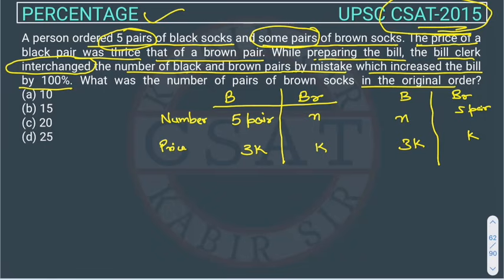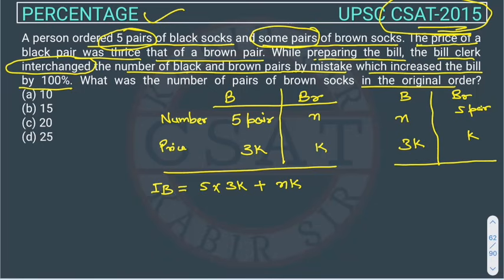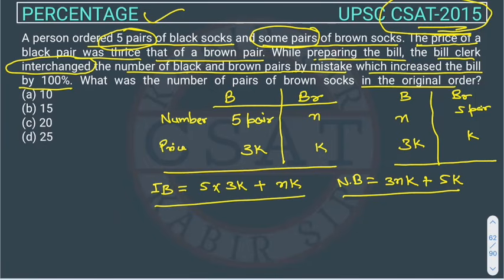So we will calculate first the price of this one. This is the initial bill. Initial bill will be the number of pairs of socks he is buying and their price: 5 times 3k plus nk. And what's the new price? The new bill will be 3nk plus 5k. I hope you all got it till now.